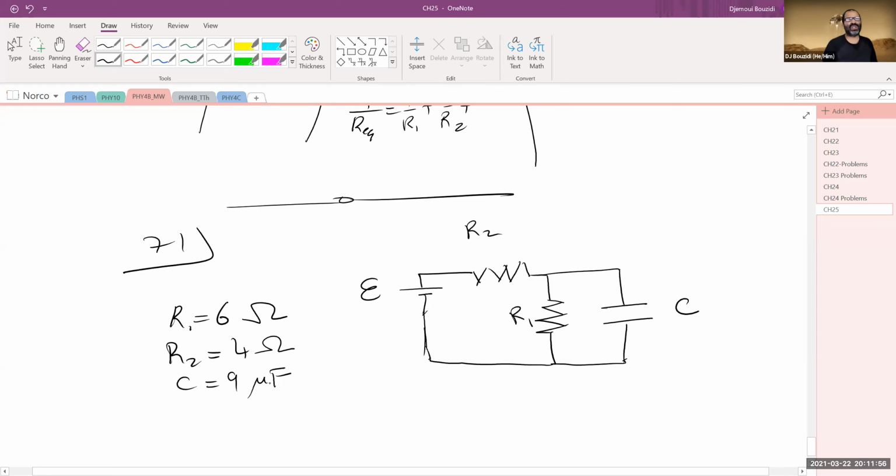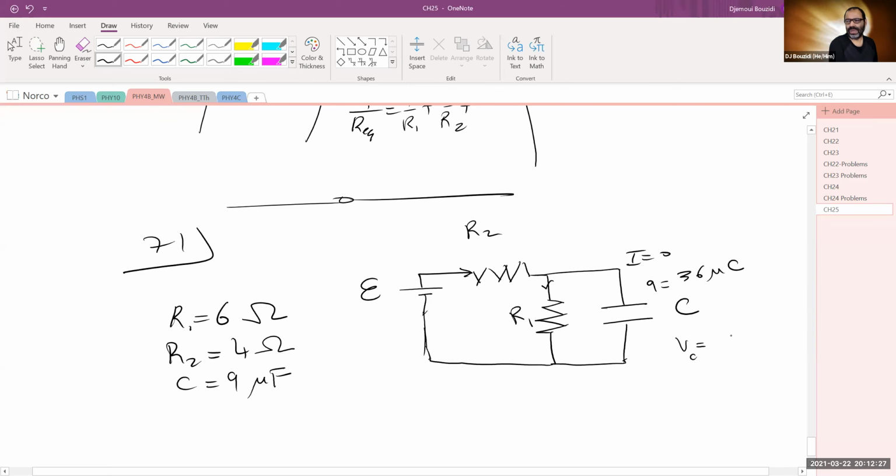When the capacitor is fully charged, there is no current flowing through it. So I is 0 on it. All the current coming from here goes through this resistor and through here, and that's the end of it. No current can flow through the capacitor when there is a charge in here. So the Q they gave you is 36 microcoulomb. So I know the voltage across it.